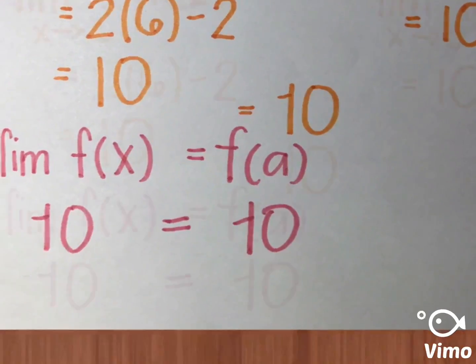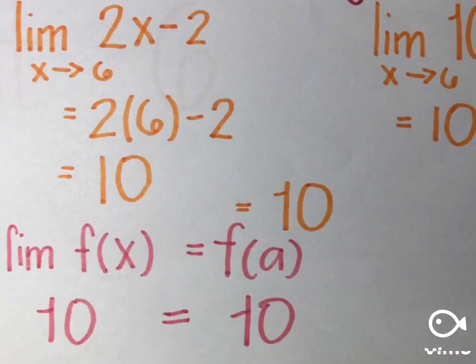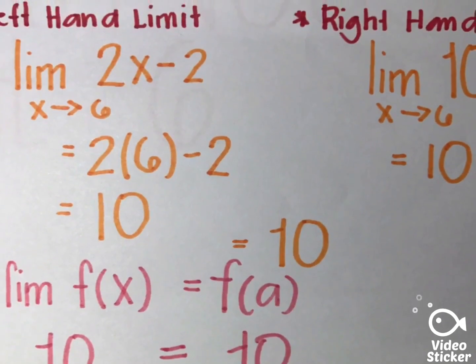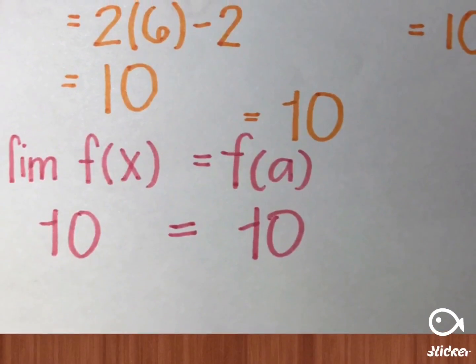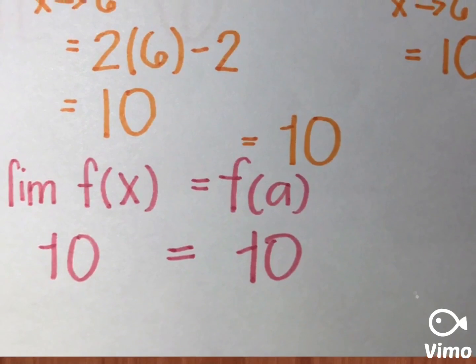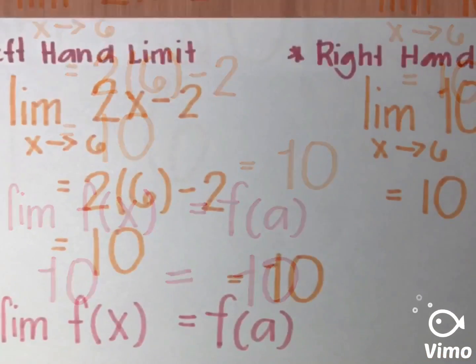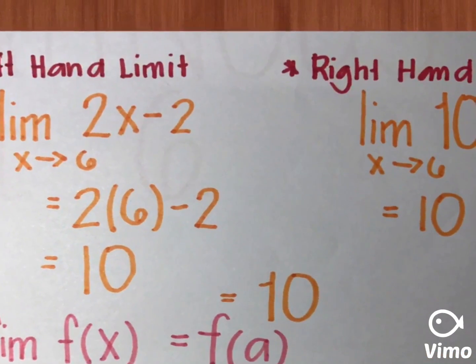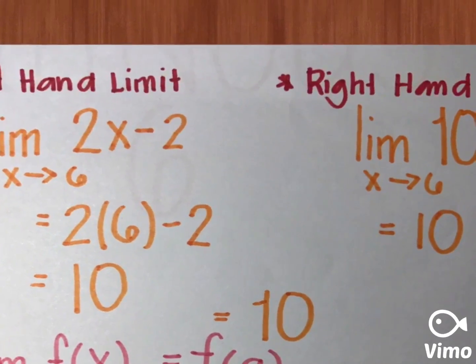For the left-hand limit, we have the limit of 2x minus 2 as x approaches 6. You must substitute the value of x. You will get 2 times 6 minus 2 is equal to 10. And for the right-hand limit, the limit of 10 as x approaches 6 is equal to 10. Therefore, your limit exists and it is 10.